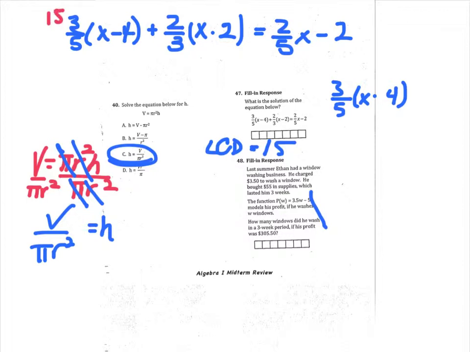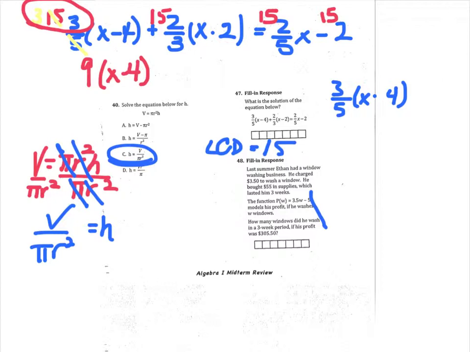So I'm going to multiply this by 15, and this by 15. I don't need to multiply the inside of the parentheses by 15 because I'm going to distribute, and that's how it's going to get in there. But on the right-hand side, I don't have parentheses, so I have to multiply both parts by 15. Once I do that, some stuff cancels. 5 goes into 15 3 times, and 3 times 3 leaves 9. So that's going to give me 9 times (x minus 4).